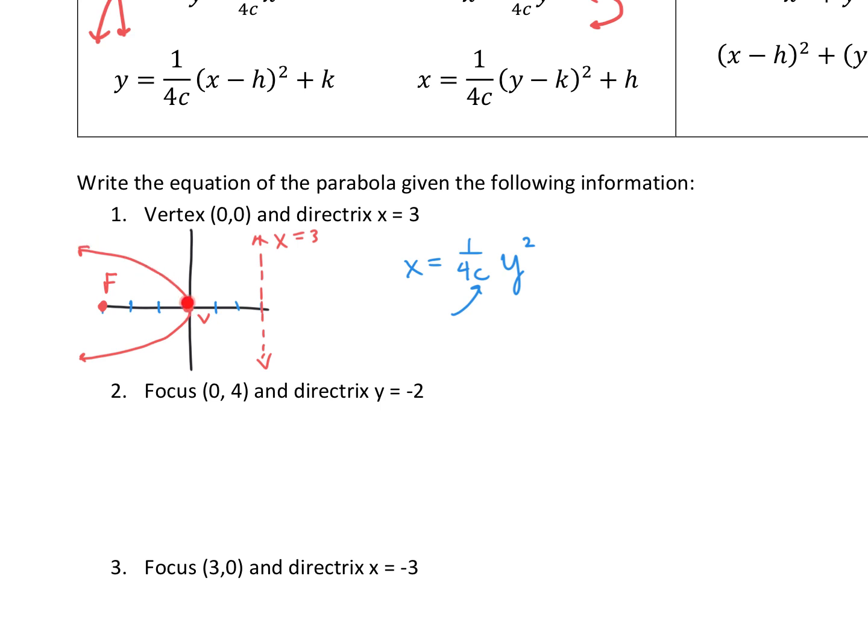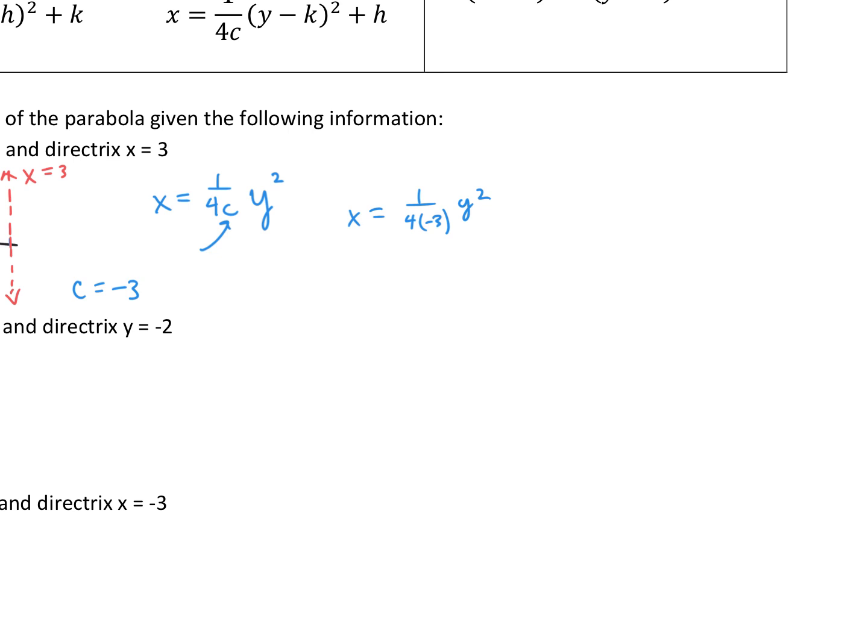Anytime a parabola opens to the left or opens down, your c value will be negative. So our c is a -3. Then all we do is we just plug that in. x equals 1 over 4 times -3, y squared. And then our final answer, x equals negative 1 over 12 y squared.